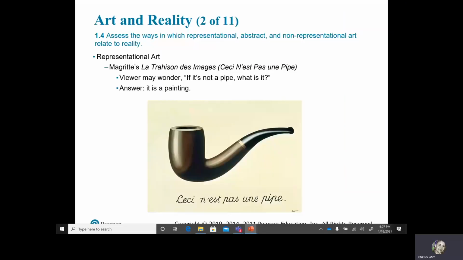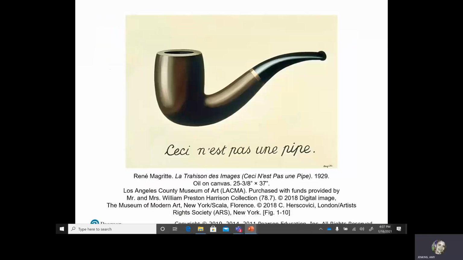Here's another example of representational art. We have Magritte's "If It's Not a Pipe, What Is It?" The answer is it is a painting, but it looks like a pipe. Representational object. Magritte is a surrealist. Here's a bigger image.